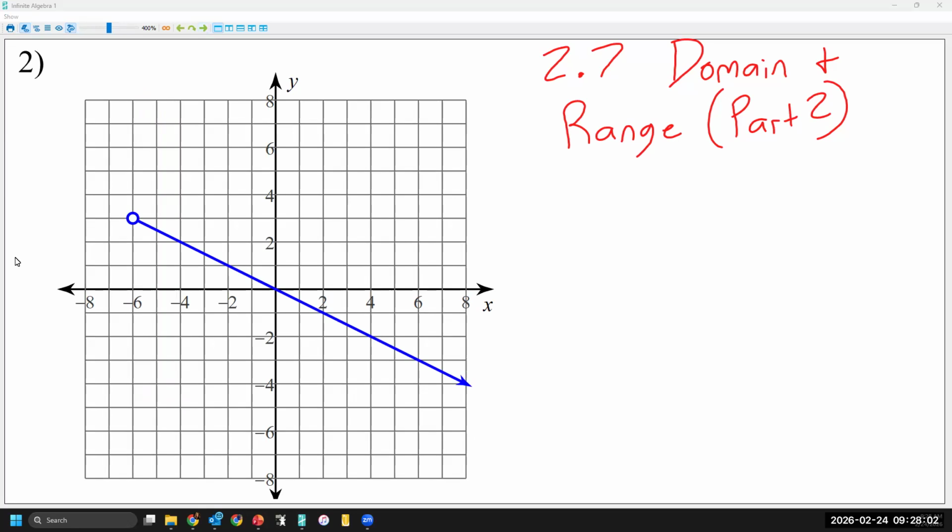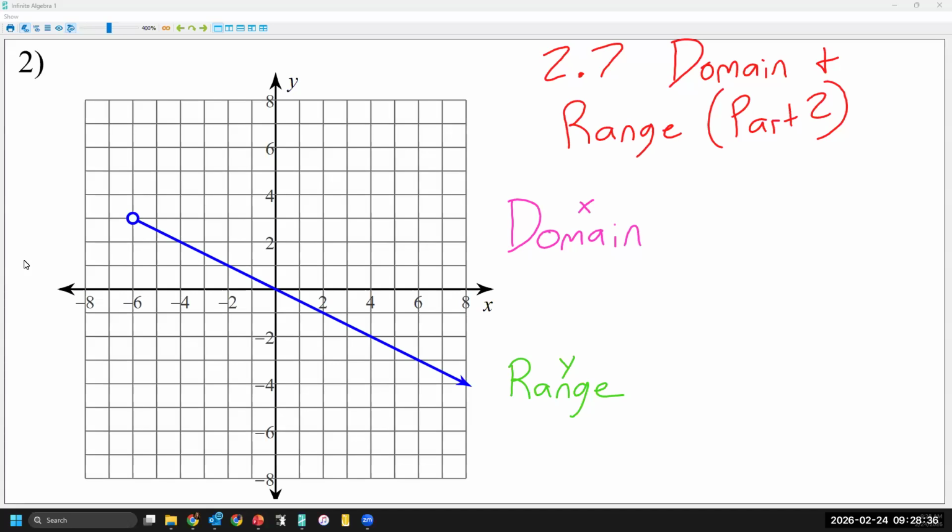All right, so for problem number two, I'm going to answer: what is the domain, and what is the range? Now, important: the domain is our x's. Domains are x's, and range is our y values. So domain is left and right, range is up and down.